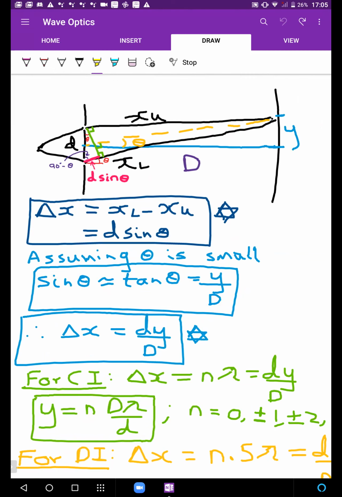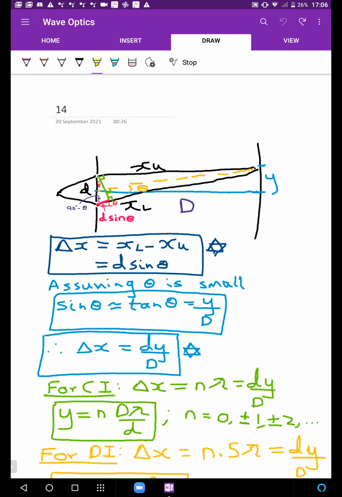When y is positive, the lower ray is traveling more, so xl minus xu is positive. When y is negative, the upper ray is traveling more, so xl minus xu is negative. Because you take the y axis upward, this difference that we have written has to be xl minus xu. That's when the convention is right.